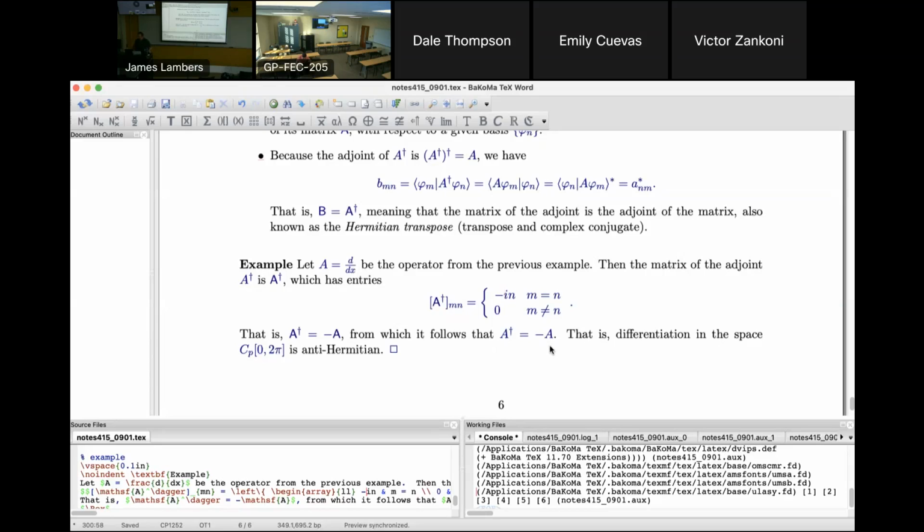to the original. So the second derivative operator, as shown earlier, is self-adjoint, also known as Hermitian. The first derivative in the space of periodic functions is anti-Hermitian, or anti-self-adjoint. And the easiest way to see that, no integration by parts required, is just taking the adjoint of the matrix of the original.